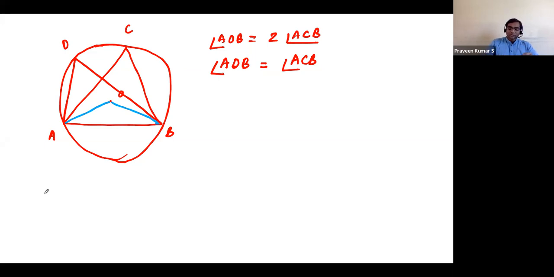Okay, so remember that in the major segment, if you take a chord AB, it will always subtend the same angle. So this angle will always be equal to this. And even if you take something like this, if this was a point E, again this angle will also be equal. So in the major segment, the moment you draw the chord, any angle that you draw will always be equal.